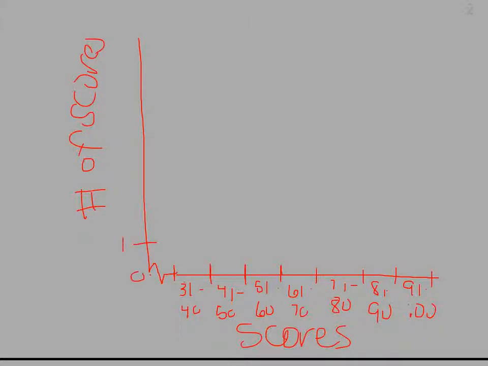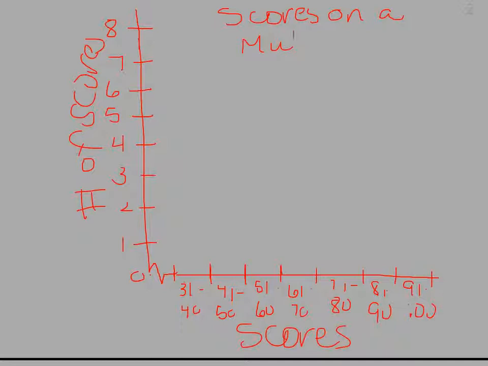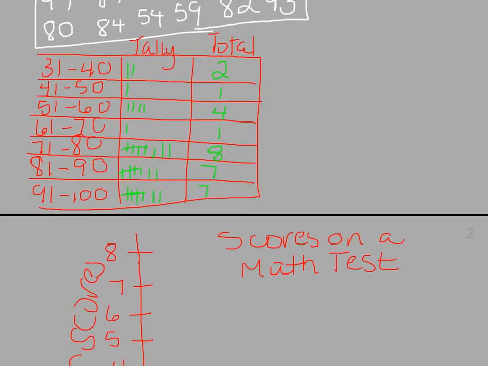Here's 0, 1, 2, 3, 4, 5, 6, 7, make that go up a little higher, 8. And then here is, I'm just going to go scores on a math test, because that's all the information I gave you. So it would look like that. Okay, so then I'm just going to make my bars, and remember the bars have to touch.